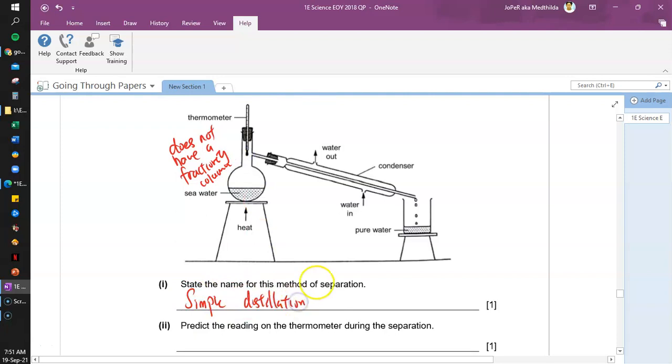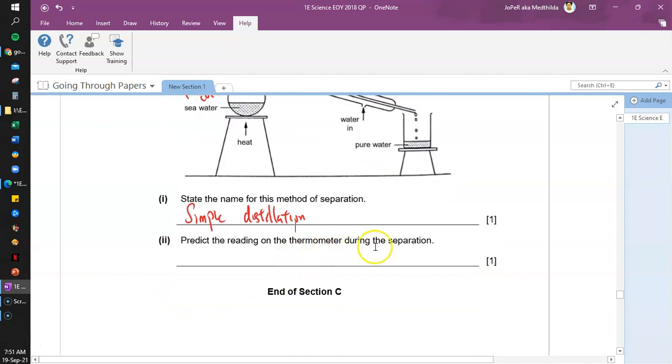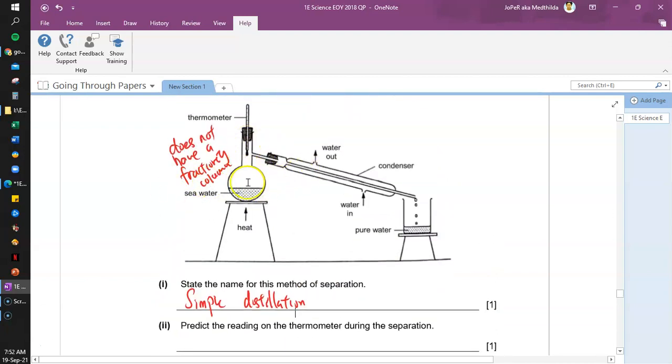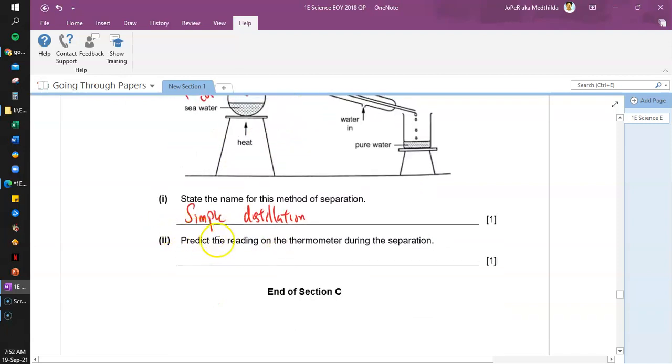Okay. Next, predict the reading on the thermometer during this separation. Because this is seawater, the liquid that's going to come up here is actually water. And the thermometer actually measures the boiling point. Since it measures the boiling point and water is the one that's actually being boiled away, the prediction for the thermometer reading will be 100 degrees Celsius. Okay, so that's the end of section C.